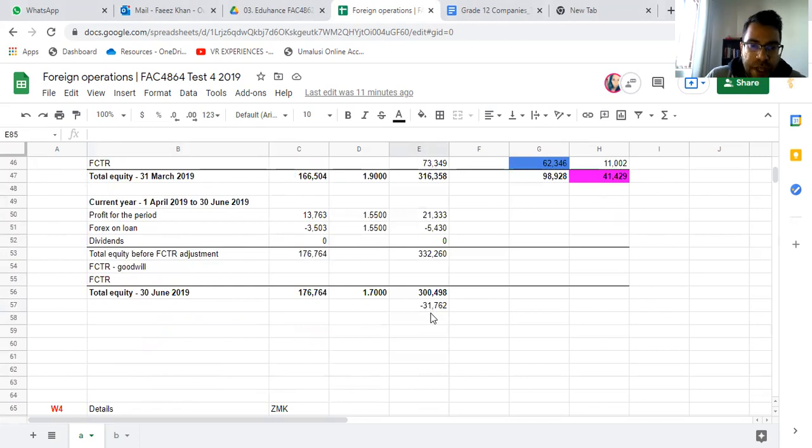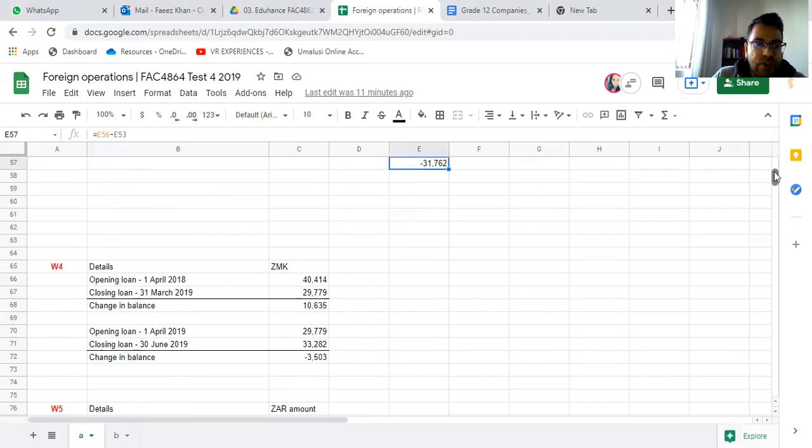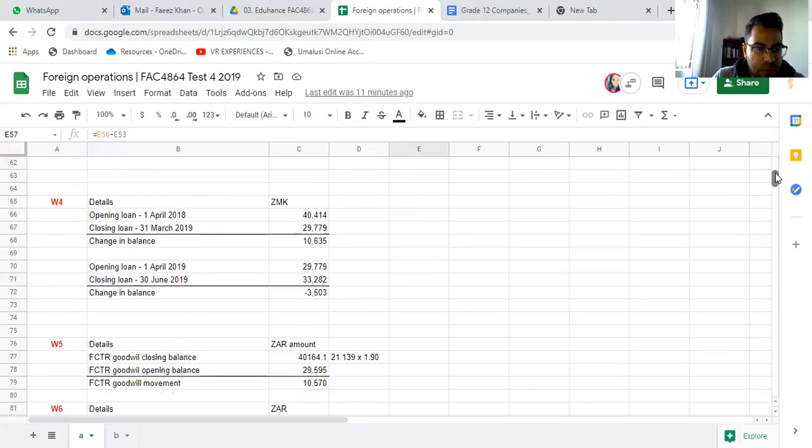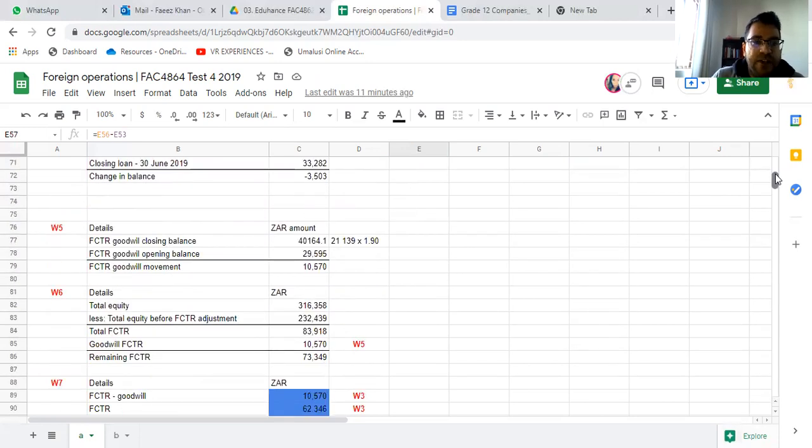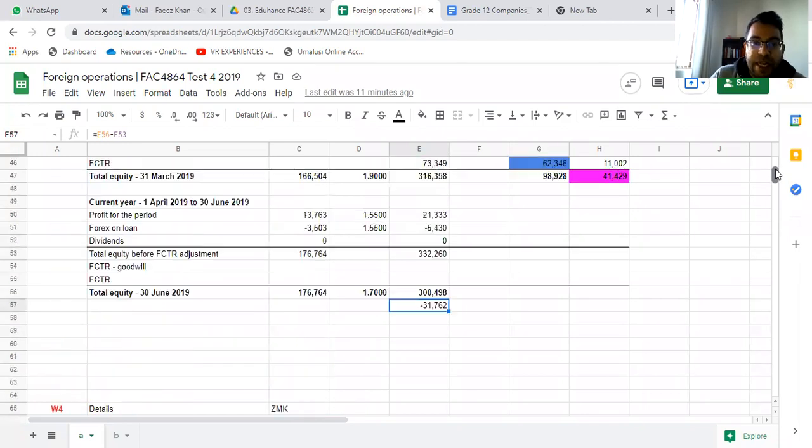So that 31,762 is not a difficult calculation. We simply need to split it between Goodwill and FCTR. I'm not going to do it the long way. I just did it the long way over here, in working 5 and working 6, to show you my thinking. There's no need to do it the long way, so now I will do it the quicker way. So remember what we want to do.